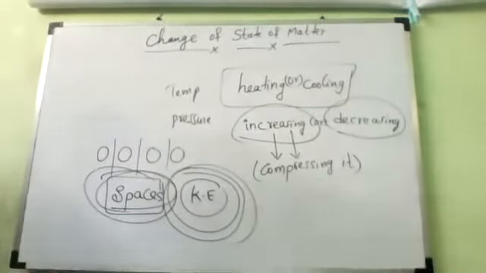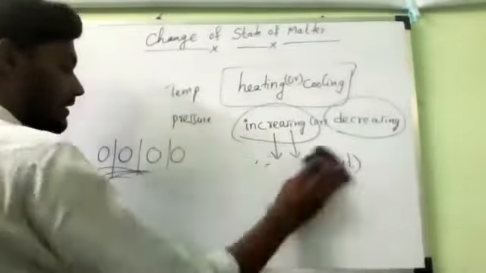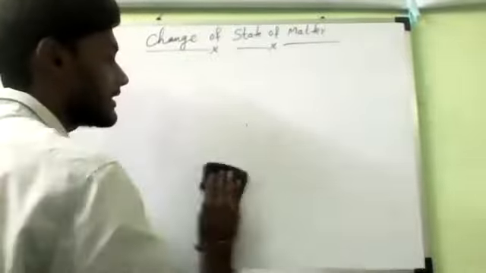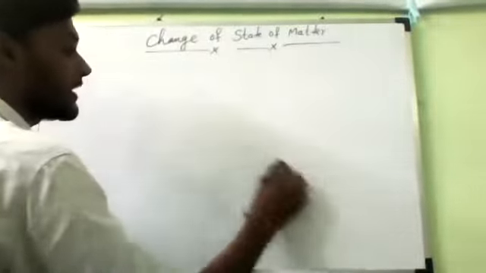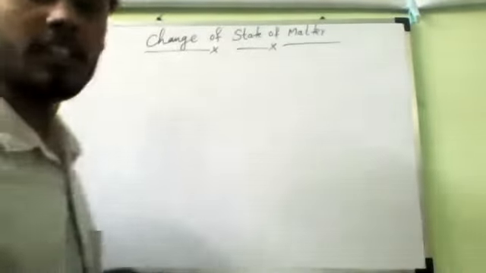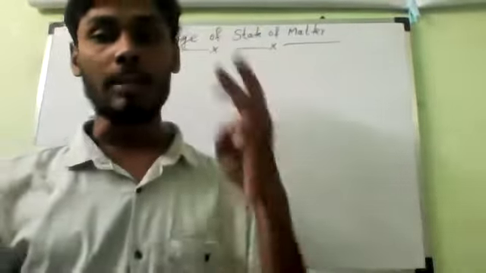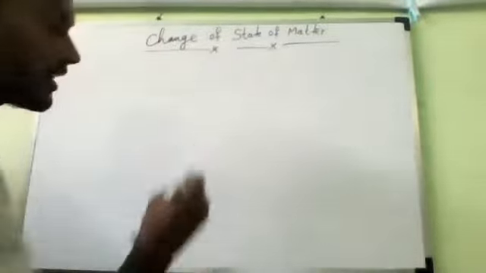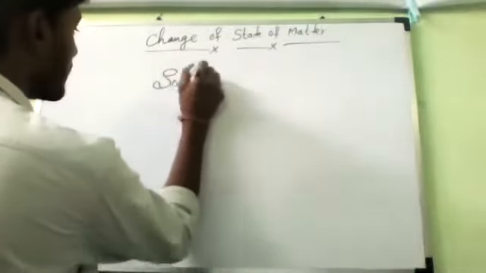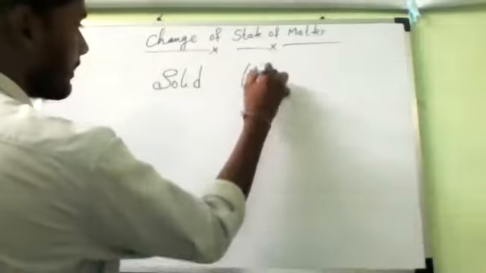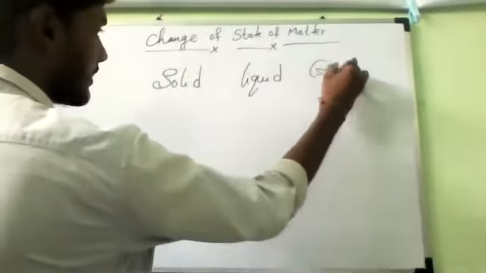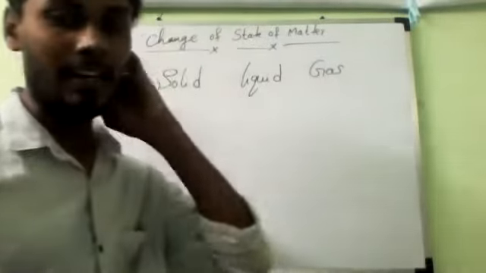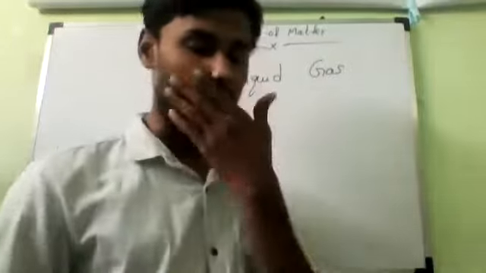Yes, sir. So now, for example, I can change the state of matter by changing temperature or by changing pressure. Because of this change in temperature and pressure, the same substance can exist in all three physical states. One is what? Solid. Next one is what? Liquid. And gas. Understand?